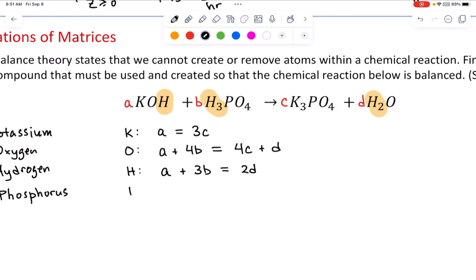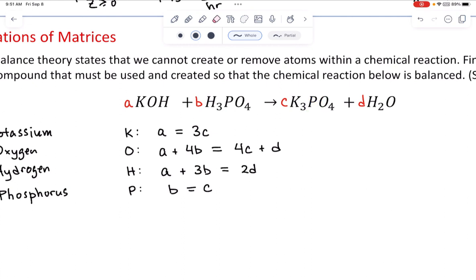And then finally, let's do our phosphorus. Keeping track of the phosphorus on each side of this equation, we would have only 1 phosphorus atom here and only 1 phosphorus atom there. That's it. So you would have B atoms of phosphorus on the left, and we would have C atoms of phosphorus on the right. So B would have to be equal to C.